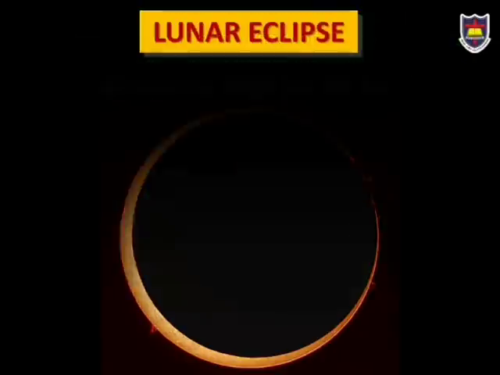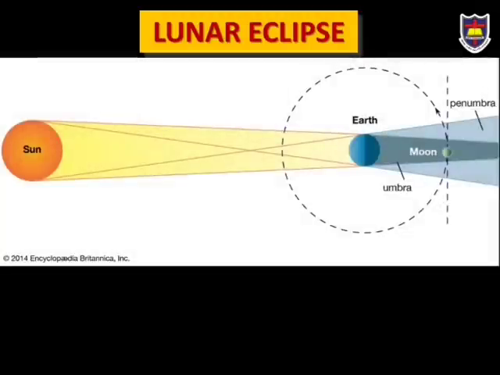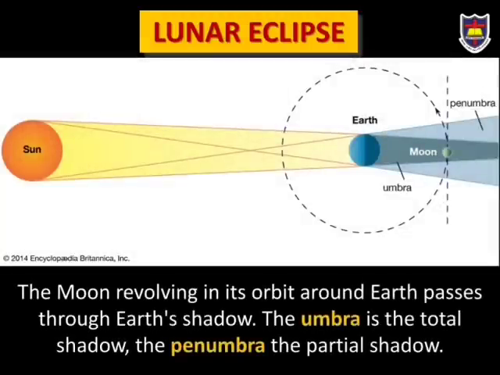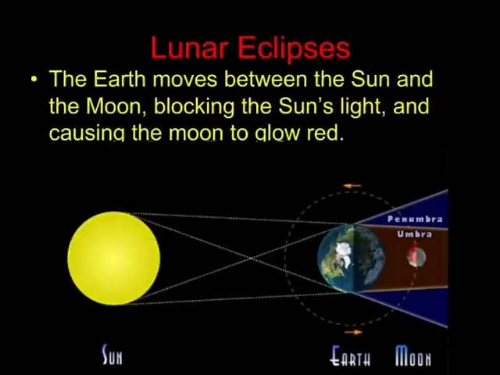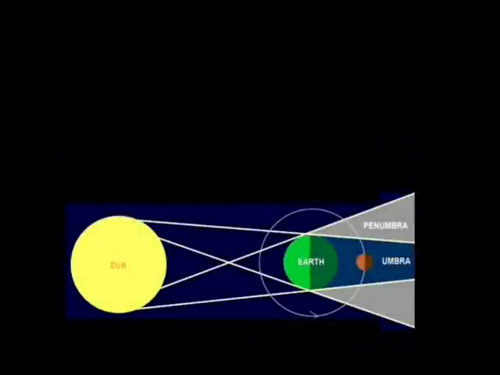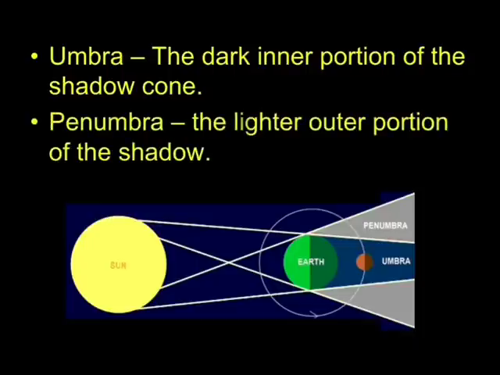Next, lunar eclipse. The Moon, revolving in its orbit around Earth, passes through Earth's shadow. The umbra is the total shadow, the penumbra is the partial shadow. The Earth moves between the Sun and the Moon, blocking the sunlight and causing the Moon to glow red. Umbra is the dark inner portion of the shadow cone, penumbra is the lighter outer portion of the shadow.